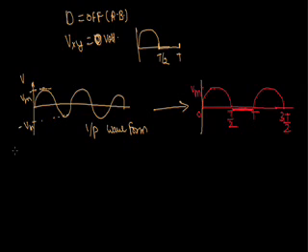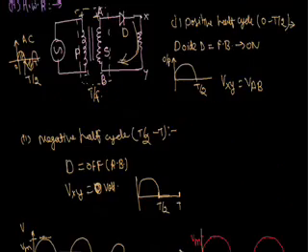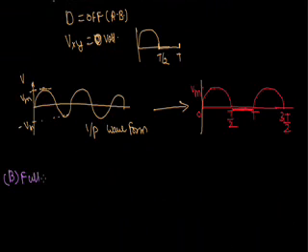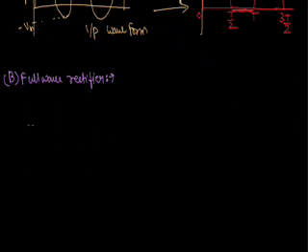Now another one is the full wave rectifier. What happens in the full wave rectifier? It is very easy. In the full wave rectifier we use two diodes. So this is the circuit of the full wave rectifier.